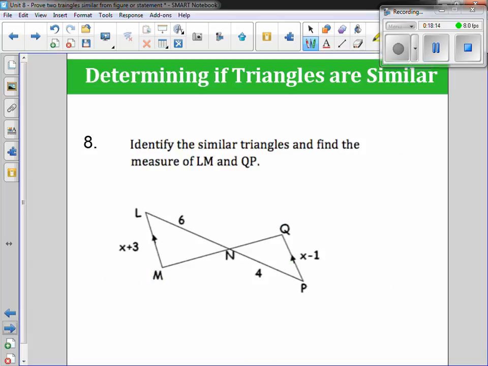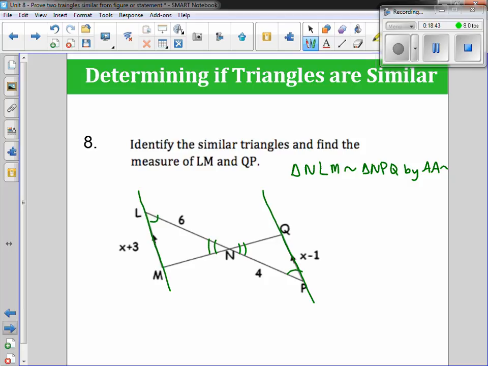Our last problem. Since we know that LM is parallel to QP, it creates two parallel lines, and LP is a transversal that has alternate interior angles congruent, and we have vertical angles. So we can state that triangle NLM is similar to triangle NPQ by angle similarity.